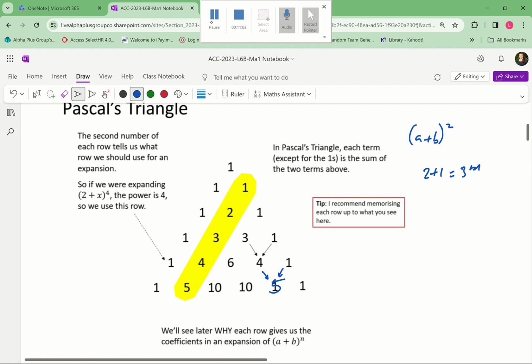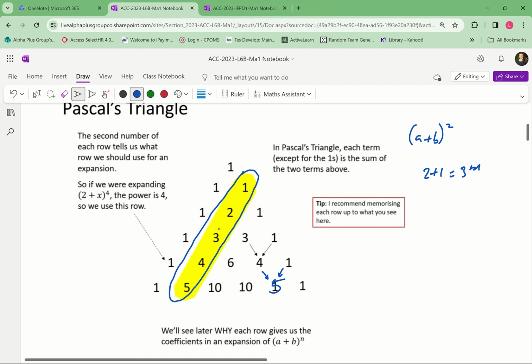We could alternatively just look at the second number in each row, and that would tell me the power. If the second number in that row is 2, that's for a power of 2 on my brackets. Those are my coefficients. If the second number is 3, that's for expanding, for example, a plus b to the power of 3, and so on. So that's another way of remembering it.